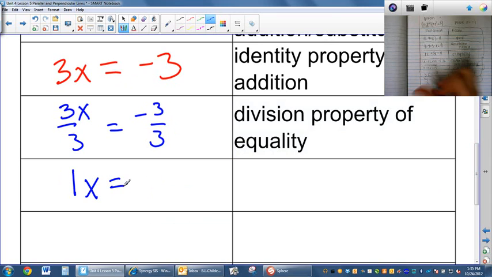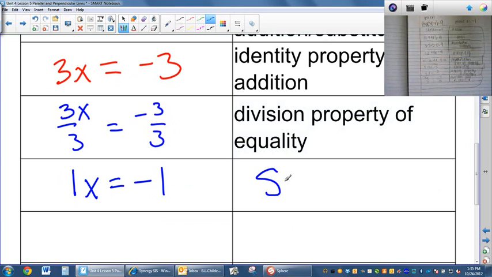All right, go back to that. We get 1x equals -1. We just simplify to get that.